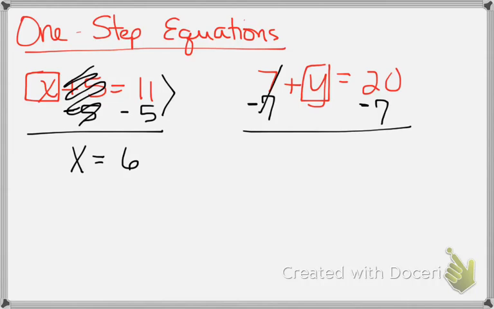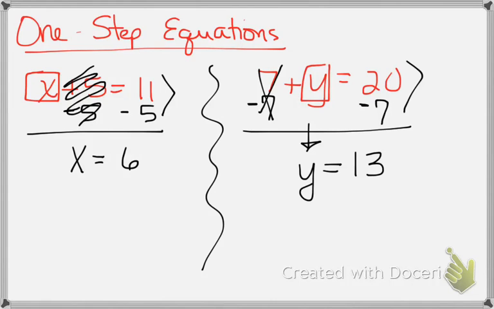A lot of kids like to cross them out. That's up to you. But I'm going to bring down the letter y, bring down the equal sign, and over here is your algebra. 20 and negative 7, or 20 minus 7, is 13. Another example of one-step equations. Within one step, you were done.